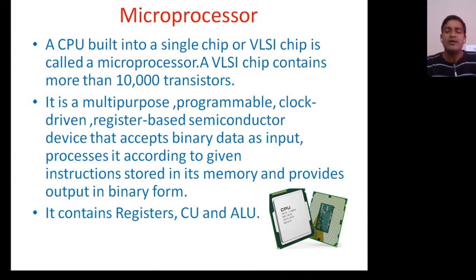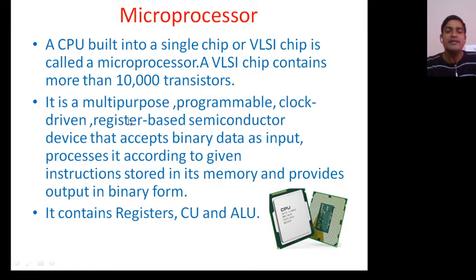Okay, what does this microprocessor contain? It contains three components: registers, control unit, and ALU. ALU is the arithmetical and logical unit. And what is the main function of a microprocessor? It is multi-purpose. You can use it for more than one purpose. It is programmable. You can program it according to yourself. Clock driven. A clock is associated with the microprocessor, which determines the speed of the microprocessor.